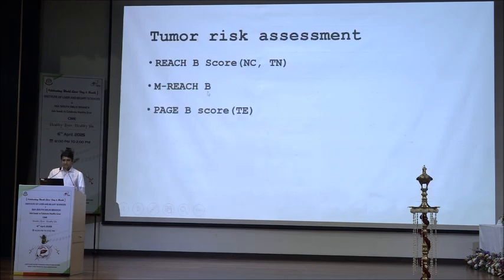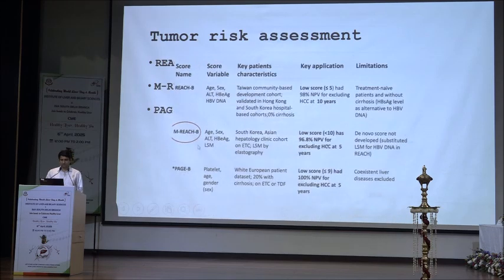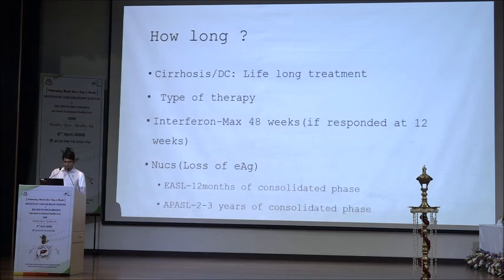Tumor risk assessment is very important in patients with hepatitis B virus infection, and we have multiple tools. The validated tools are REACH-B score, AMREACH-B and PAGE-B score. Out of these, AMREACH-B is validated in some Asian population, and this also includes liver stiffness measurement. When the scores are low, less than 5, 10 and less than 9, the negative predictive value of occurrence of HCC at 5 years of follow-up is very good, around 96 to 100%.